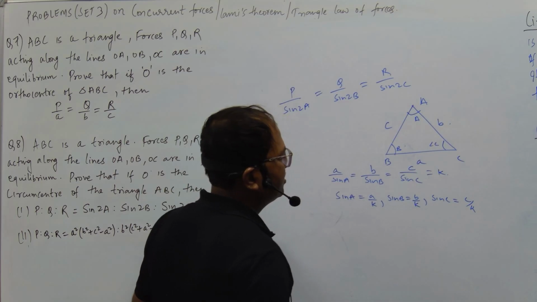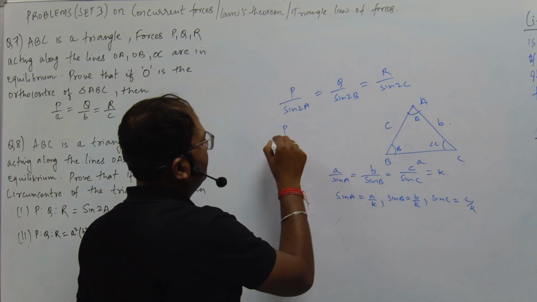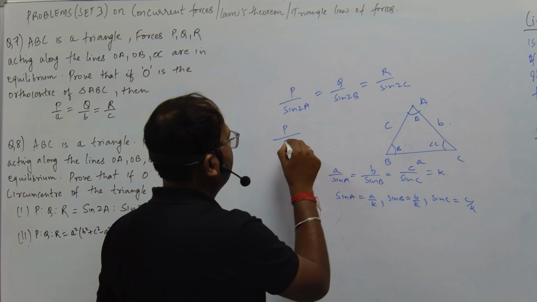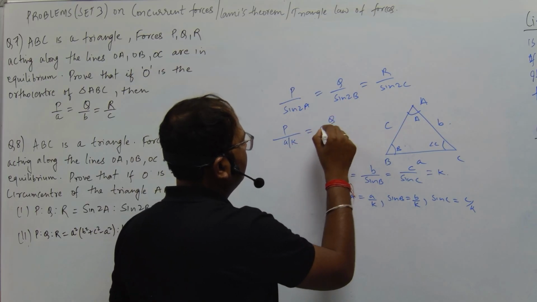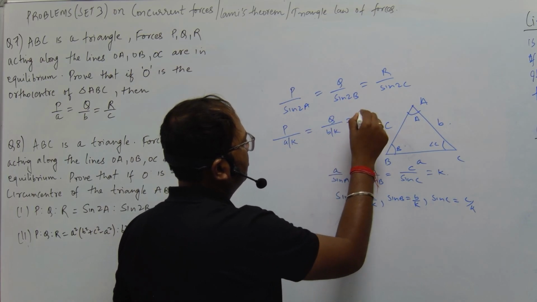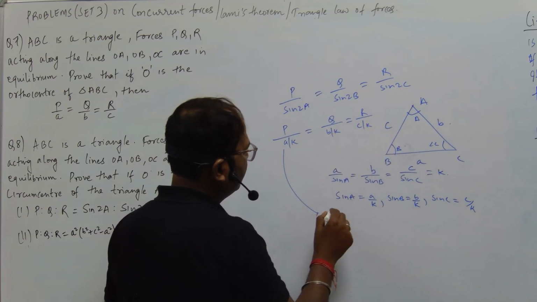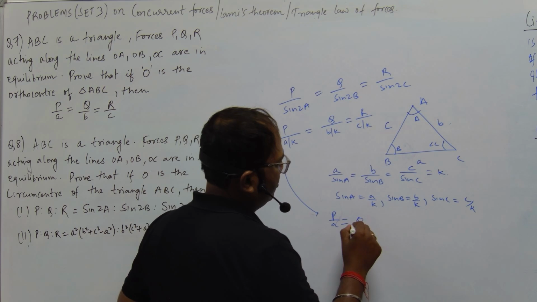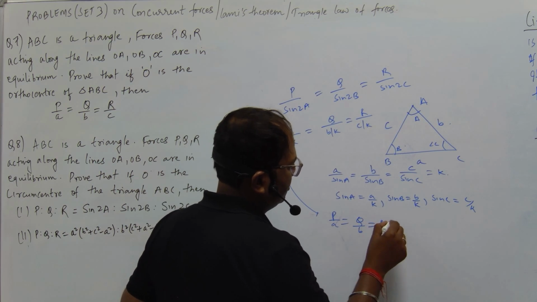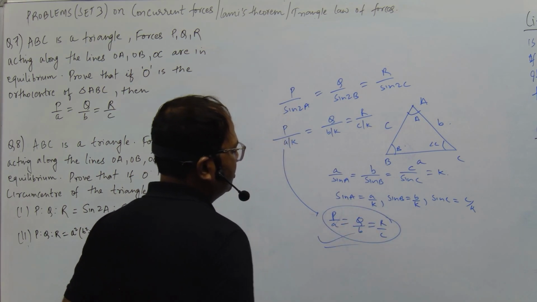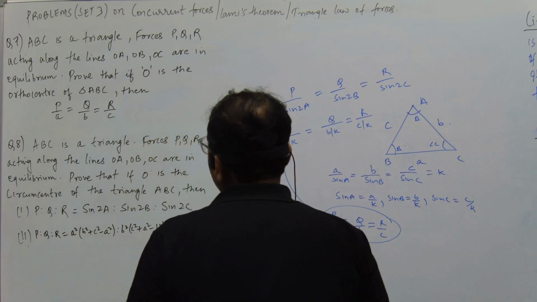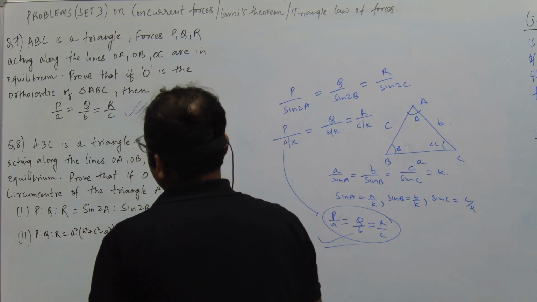Let us place these values here. So we have P upon sine 2A is a upon K, Q upon b upon K, and R upon c upon K. So from here we have P upon a is equal to Q upon b is equal to R upon c. This is the result that we have to show in the question. So let us discuss question number 8.